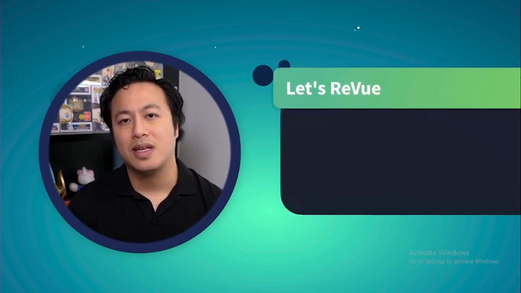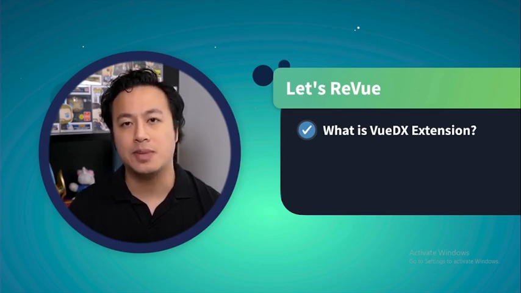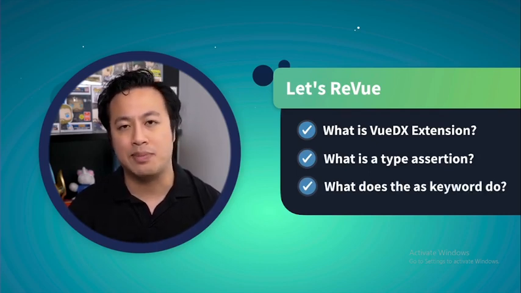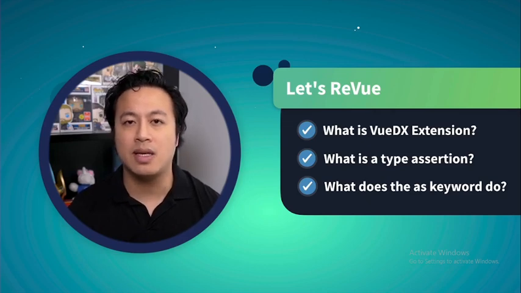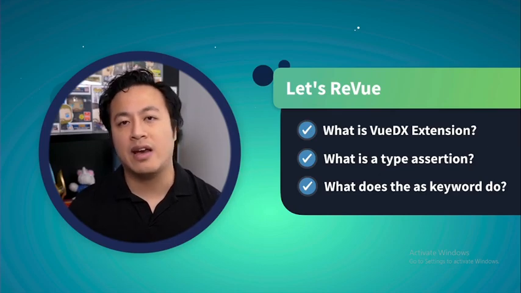So let's review. In this lesson, you've learned about what the Vue.dx extension is and how it helps us with TypeScript. And you've also learned what type assertions are and how the as keyword helps us to do type assertions on things that might not be immediately inferred by TypeScript. In the next lesson, we'll be taking a look at how to add custom types to props. See you there.